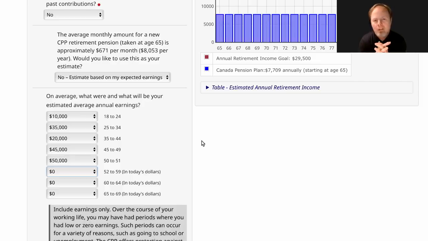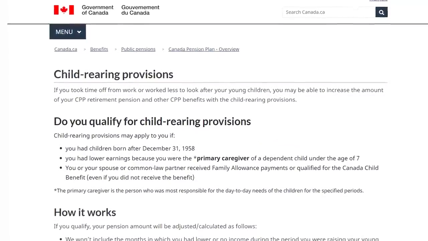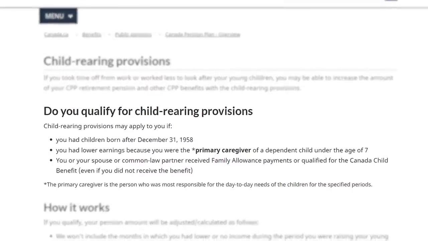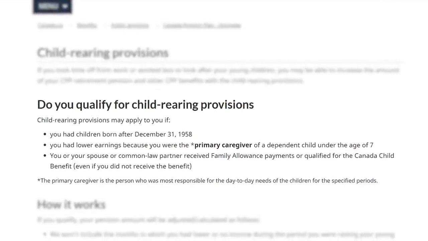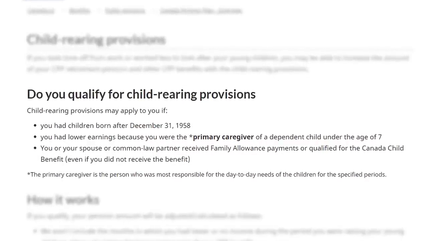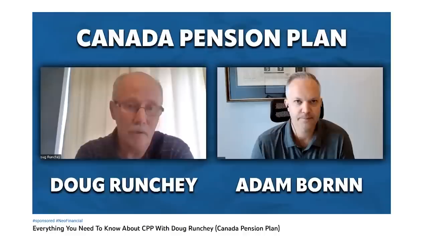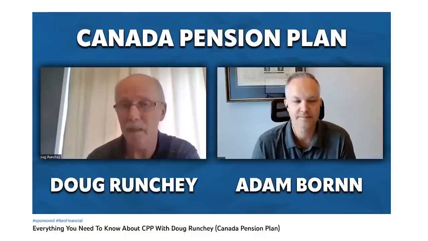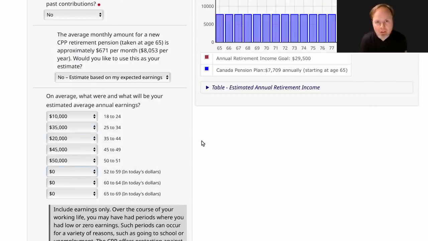They don't even know if we might unfortunately lose our job for a period of time or be disabled or something like that. The one thing that this doesn't include is what's called the child rearing provisions. If you are the primary caregiver at home with kids under the age of 7 and have reduced income because of that, then there is a good possibility that when you apply for CPP, Service Canada will reduce or forgive those lower income years, and therefore increase your CPP average. You've probably seen our videos before with Doug, the expert on CPP, and how he will create calculations based on child rearing provisions, and that is the only source that I know of right now.